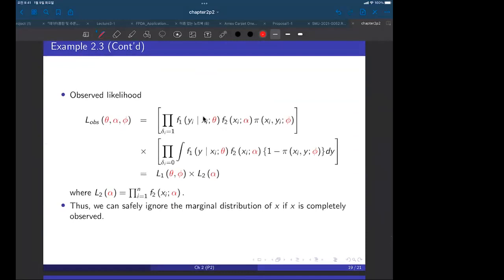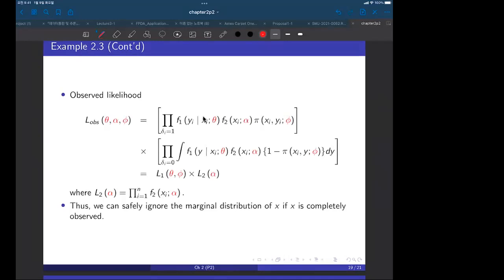Okay, so here's the observed likelihood. Delta equal to 1, remember, we observe everybody, so we have the joint. Delta equal to 0, we miss y, so we use the joint and then integrate out over the missing data, which is y. Okay, so that is just the observed likelihood, and then we see whether we can simplify.